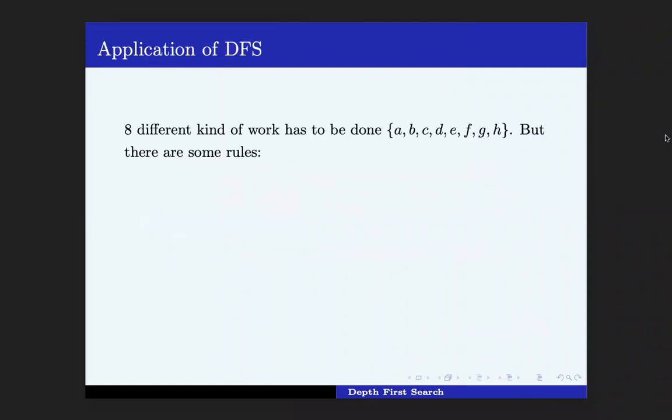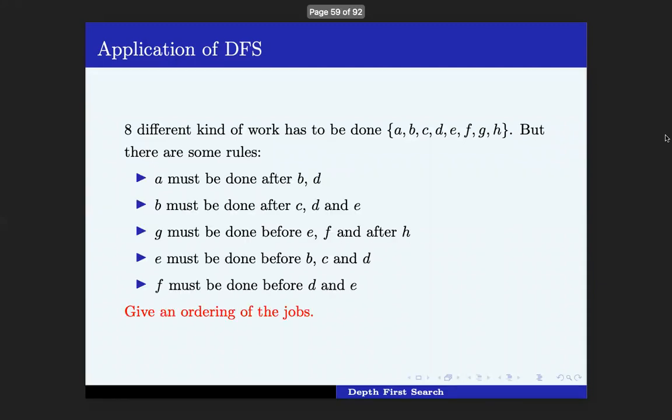So here is the problem. It's something that you have discussed in class. And I want you to think about how to solve it now that you have seen something. Say you have these 8 different jobs that you have to do: A, B, C, D, E, F, G, H, and then there are some rules.